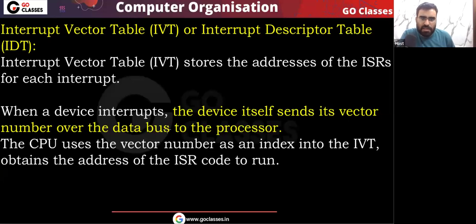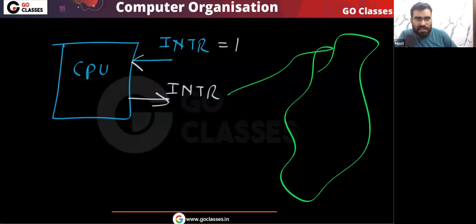Now, a very important thing I told you. Let me tell you what happens whenever some interrupt comes. This is your CPU. Whenever an interrupt has come, let's assume INTR equals 1. Now the CPU will send the acknowledgement, INTA. This acknowledgement will go to all the devices. Now, what will the device do? When the acknowledgement goes to all the devices, what will the device do?